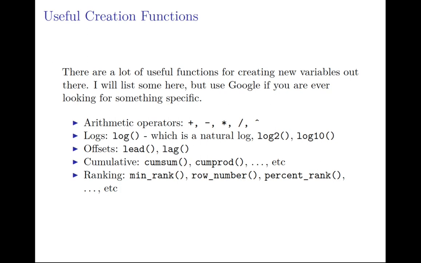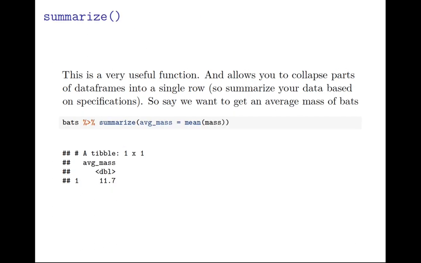You can also look at your ranking, so what's the row number? You can rank by row number, percent rank, min rank. There's a lot of things out there, so really just look up something if you're unsure, because likely the function exists. And summarize is super useful. It's one I use quite a bit, and it allows you to collapse parts of your data frames to a single row.